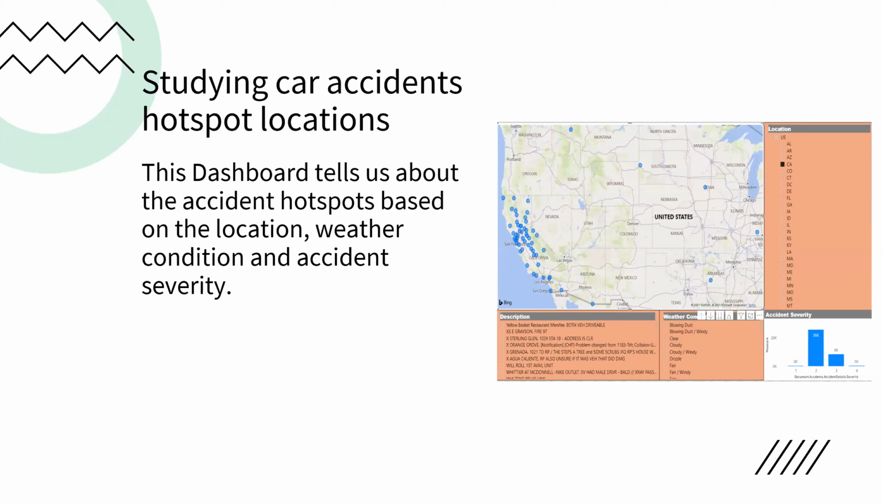It gives us a lot of information about how the accident happened, what the weather conditions were during the accident, what the severity and the count of accidents in a certain severity region were, and also by state, in which states what accidents occurred.